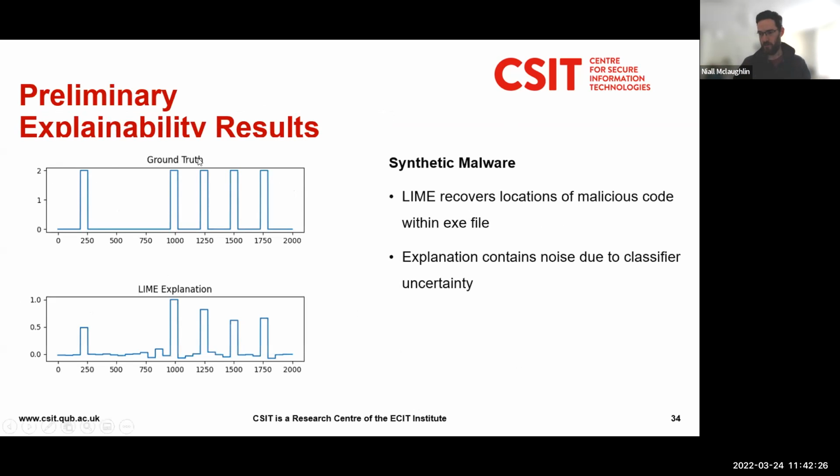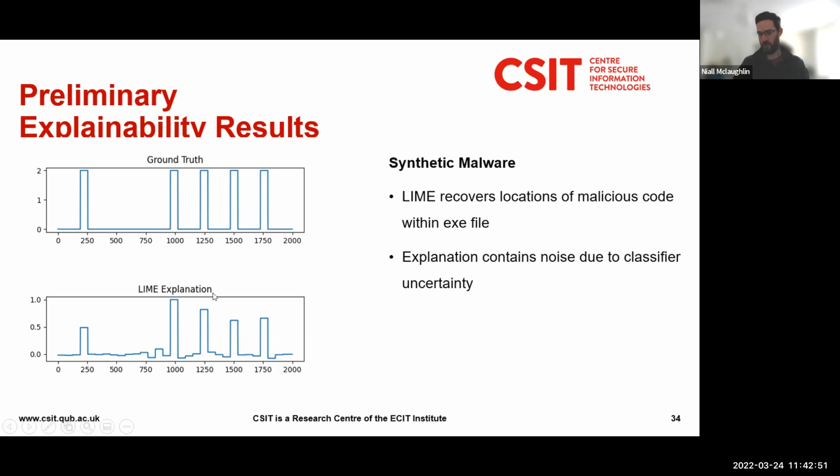So here are some very, very preliminary results, which have just been done recently. This is an example of a file. Here I have an opcode sequence, just very short, roughly 2,000 opcodes long. There are some artificial malicious functions put in here. Our ground truth is basically saying that these parts of the file are just uninteresting, and these parts of the file contain some kind of malicious function.